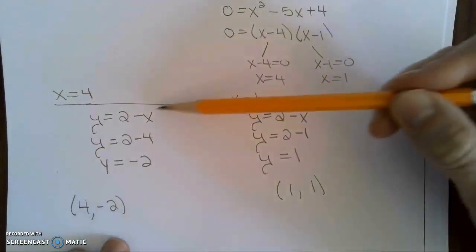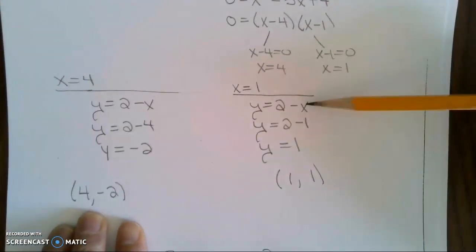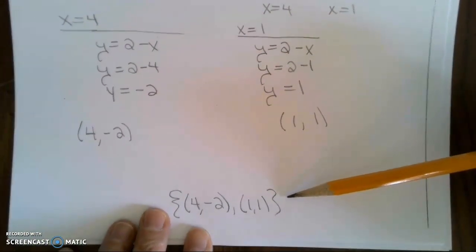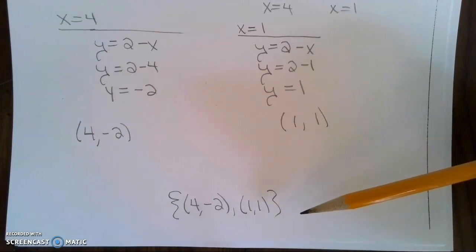So if I plug in 4, you can see you get y is negative 2, that's one ordered pair. If I plug in 1, I get 1. So these are my 2 ordered pairs that satisfy this system of equations. So again, this is where a parabola and a line intersect.